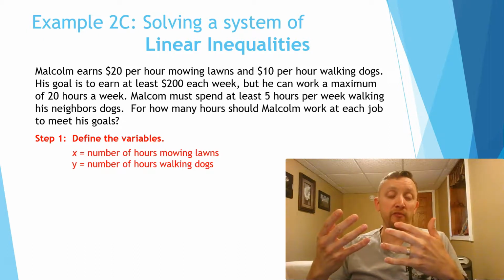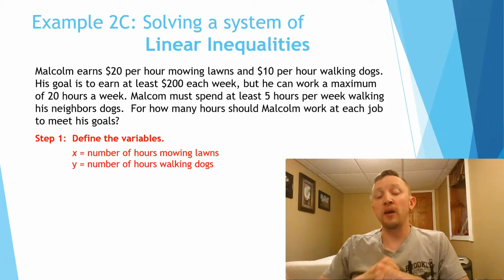So he has 2 jobs, if you remember. One job was going to be mowing lawns, and another job was going to be walking dogs. So we're going to use x to represent the number of hours mowing lawns. We're going to use y to represent the number of hours walking dogs. Okay, so our goal is to figure out how many hours he's going to work at each job to meet his goals.